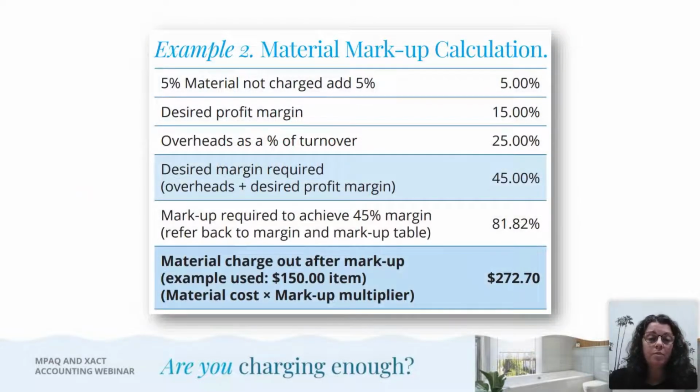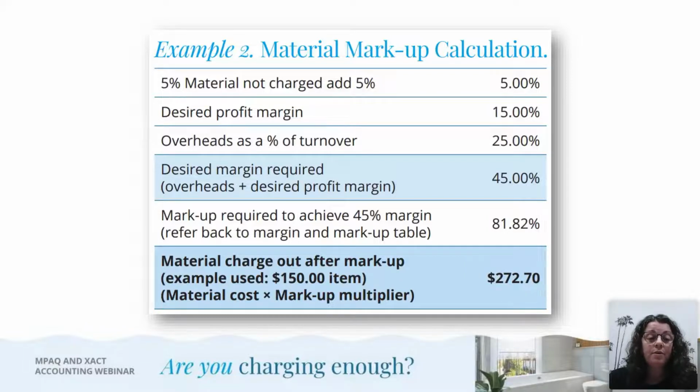Now, most of you will be across this, but it's important to note when you're working out what markup you should be applying on your materials to factor in things like what's not charged. So you might have wastage. You might have bought a length of pipe, and you're going to have little wastage bits that come off the back of that. You might have sample stock that you hold and never on-sell to a customer. So in this example we've allowed for 5% as material that's not actually charged.